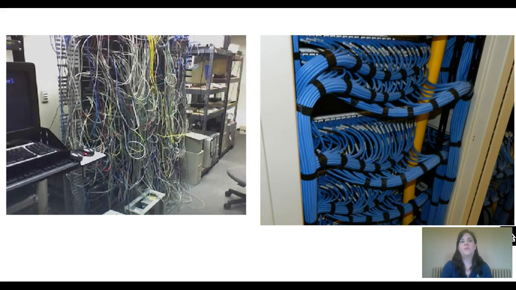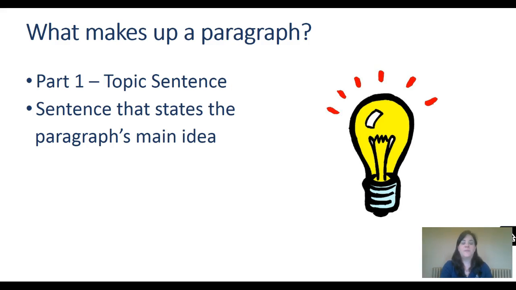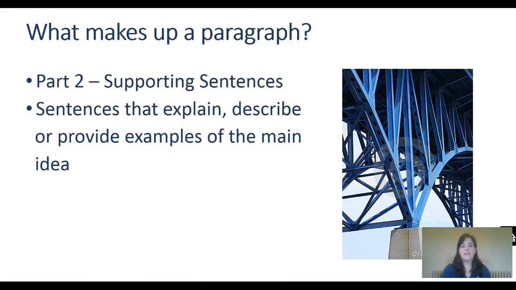So now that we know what paragraphs are and why we should use them in our writing, let's talk about what makes up a paragraph. A paragraph is made up of 2 parts. The first part is the topic sentence. This is the sentence that states the paragraph's main idea. It tells the reader what the paragraph will be about. The second part of the paragraph is the supporting sentences. These are all the other sentences in the paragraph, and they either explain, describe, or provide examples of the main idea.